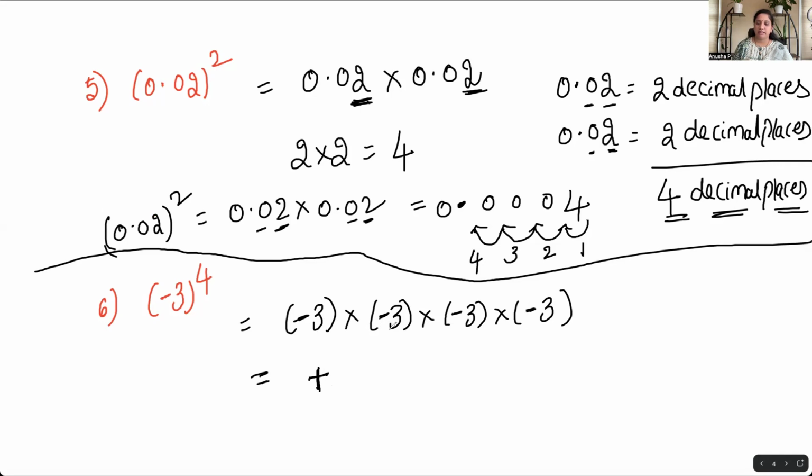So 3 times 3 is 9. 9 times 3 is 27. 27 times 3 is 81. So you got positive 81.